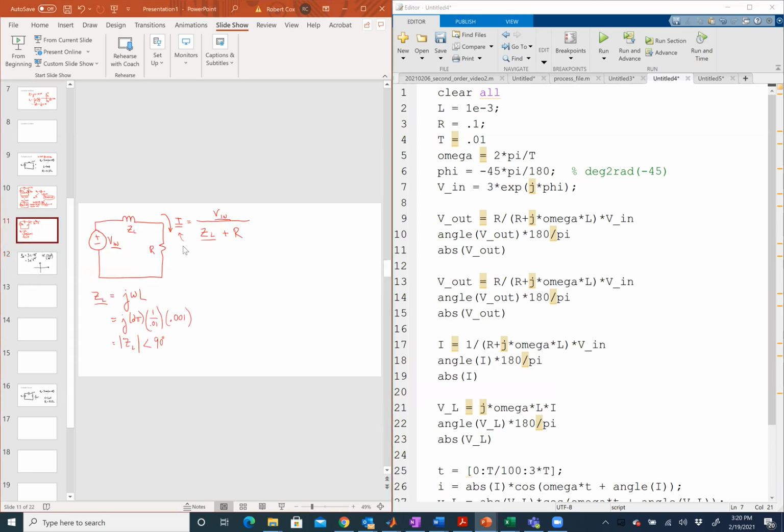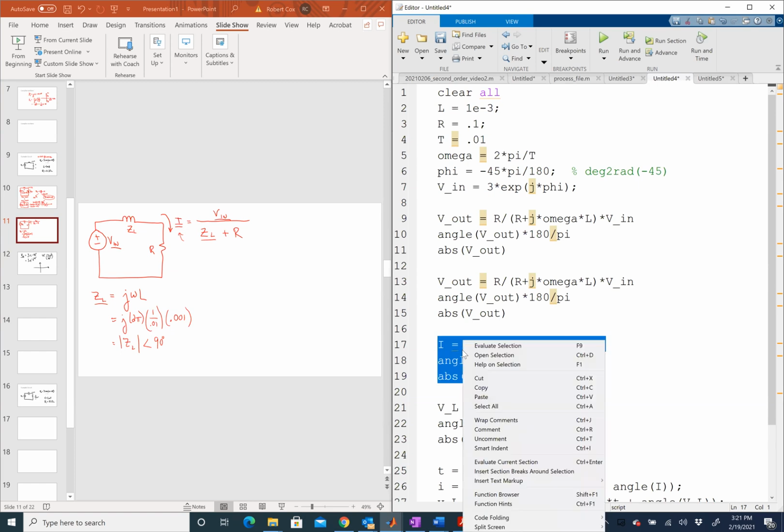All right. Back to what we were trying to do. I'm trying to figure out what the current is in this circuit. So current phasor I equals Vn over ZL plus R. I did a couple of different calculations here, but here's me trying to figure out the current. So I is 1 over R plus j omega L times Vn. That is exactly this expression. I'm just going to take that and evaluate it.